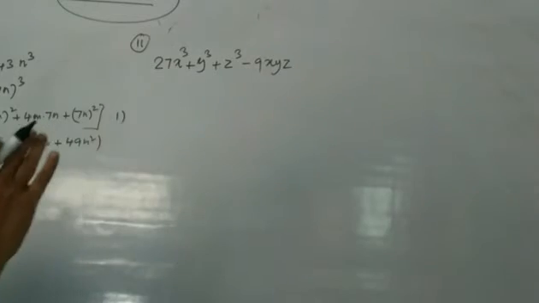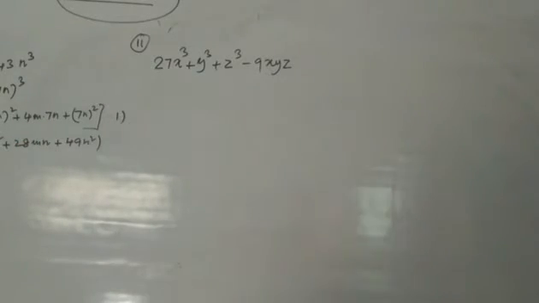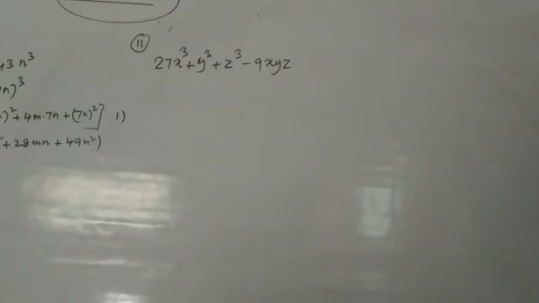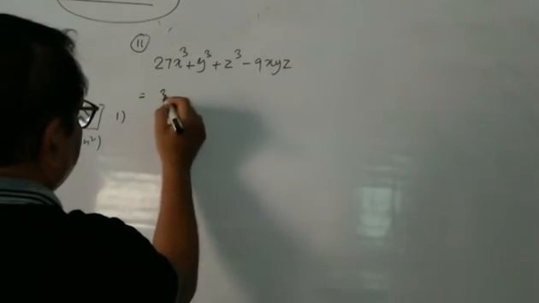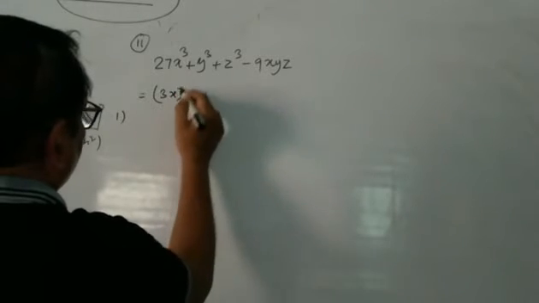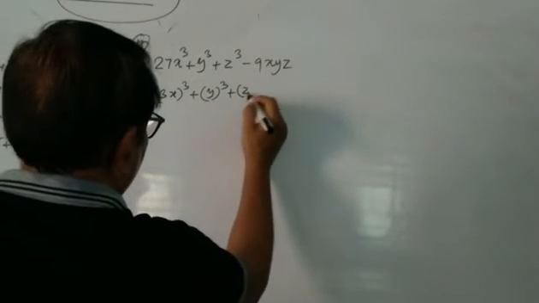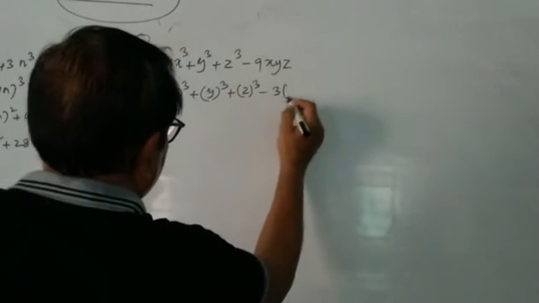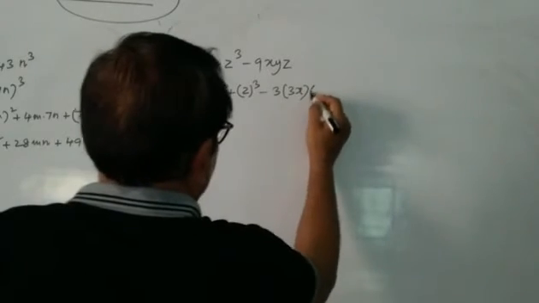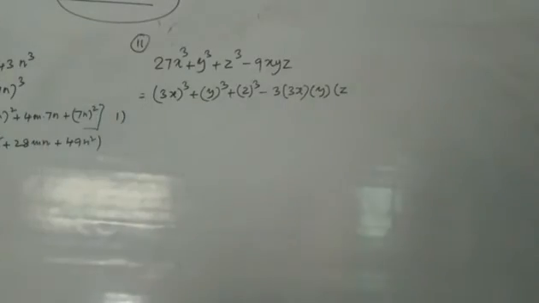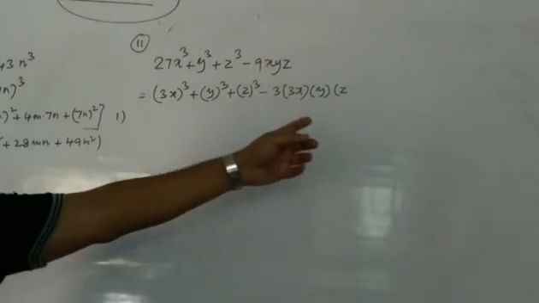Now this, if you see this very question, it will remind you of one of the longest identities you have learned. Identity number 8: a cube plus b cube plus c cube minus 3abc. We will try to write it in that way: (3x) whole cube plus y whole cube plus z whole cube minus 3 into 3x into y into z. This will give us 9xyz. So a cube plus b cube plus c cube minus 3abc.